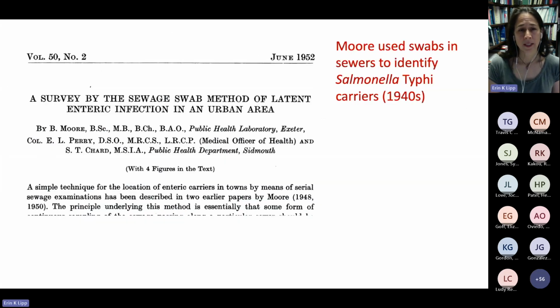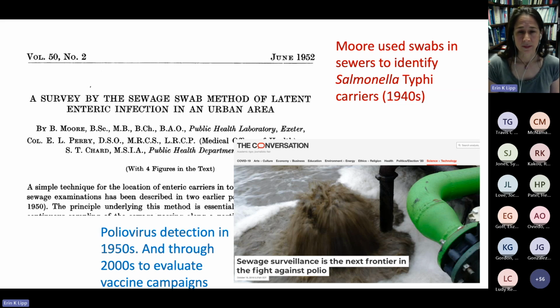You can go back to the 1940s, where Brendan Moore was using swabs in wastewater streams to try to identify carriers of Salmonella typhi in England. You can go back into the 1940s and 50s, when people were using sewage to look at poliovirus. That has continued through the 2000s to evaluate vaccine campaigns. So the idea that we can find pathogenic agents in sewage is really not new.